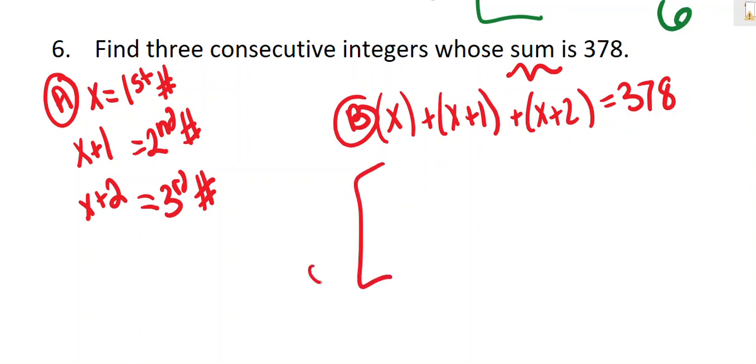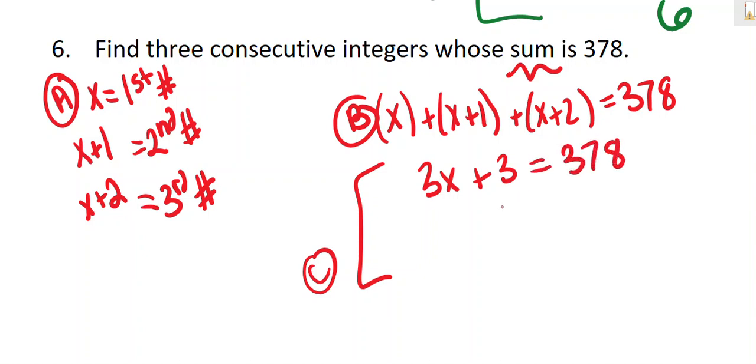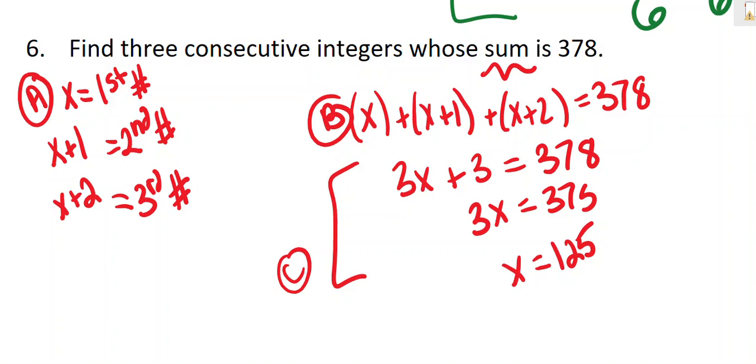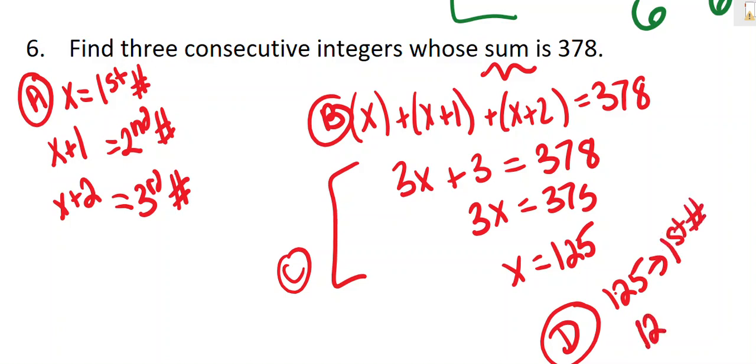We're going to show our work, which is 3x plus 3 equals 378. Then we get 3x equals 375, divide by 3, and we get 125. And we have to interpret that, though, because even though we get 125, that's our first number. And the next one after that would be 126, and the next one after that would be 127.